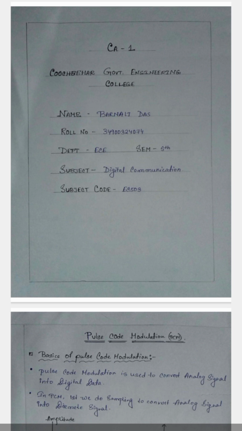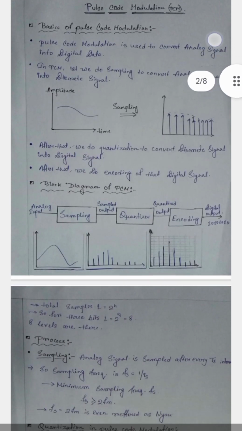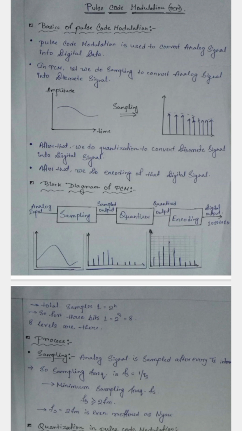Today I will discuss pulse code modulation. What is pulse code modulation? Pulse code modulation is used to convert an analog signal into digital data. It passes through some processes like sampling, quantization and encoding.